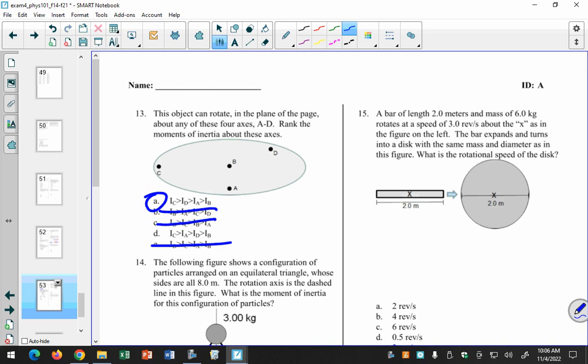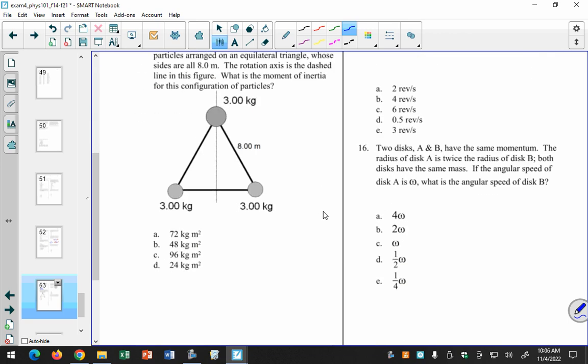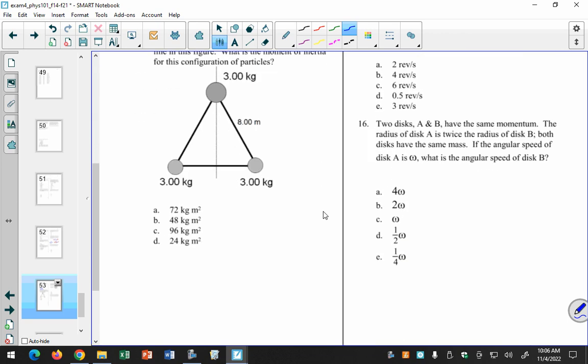All right, number 15 is another one like we worked where those two objects are coming together. That's a perfectly inelastic collision. Let's look at number 16, and then I'll let y'all go.